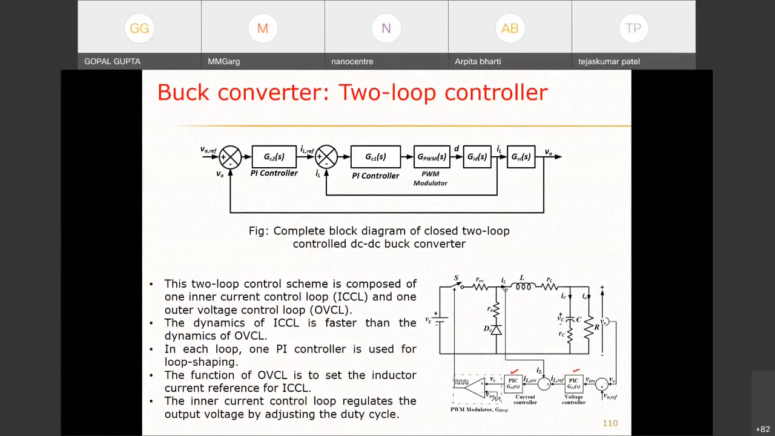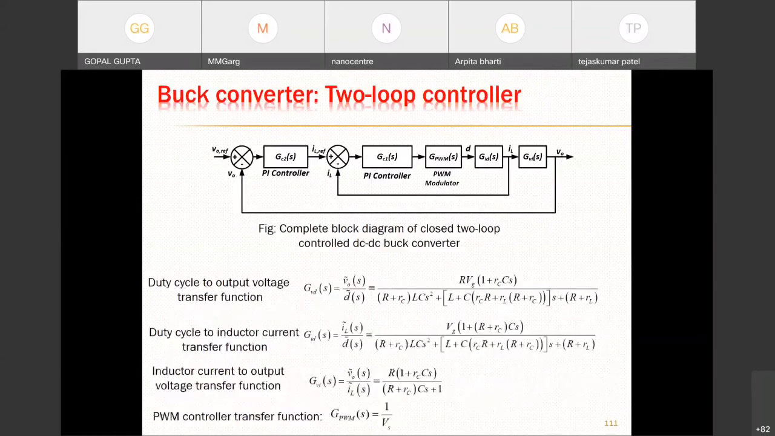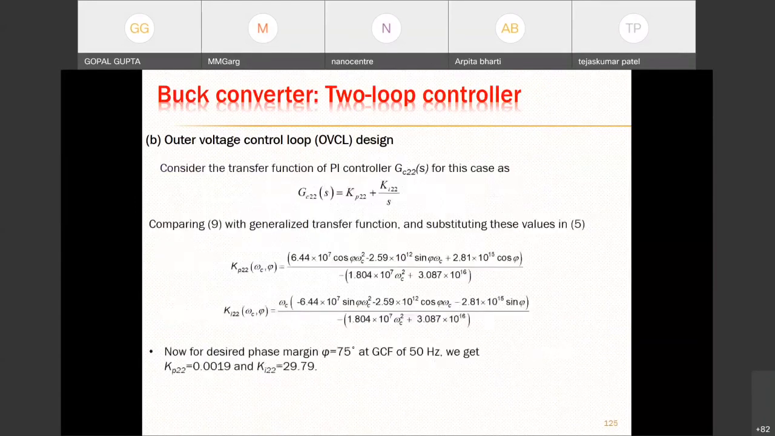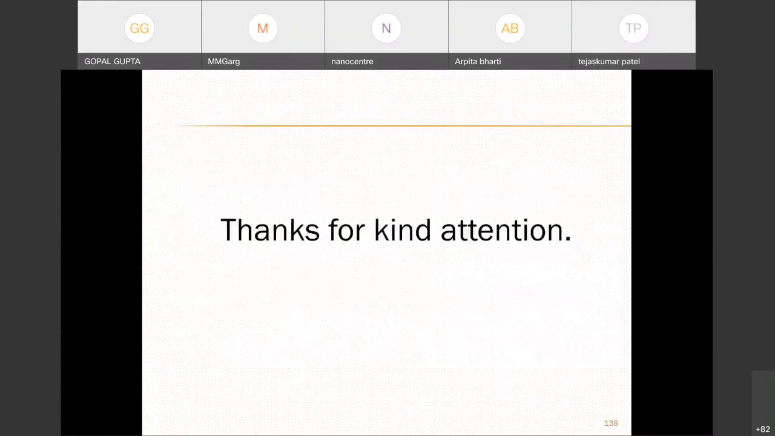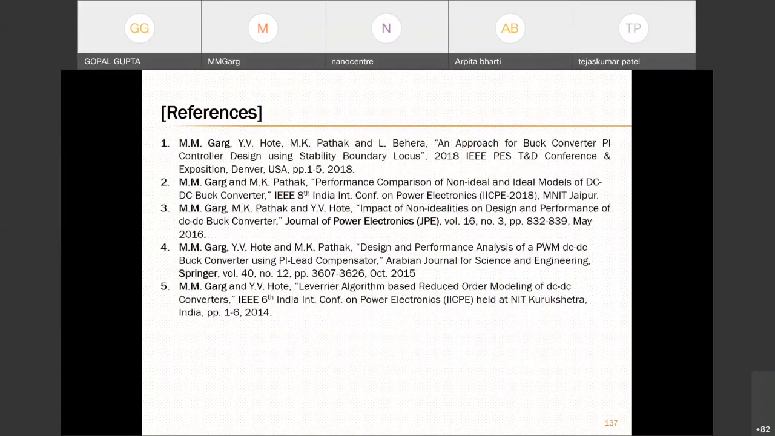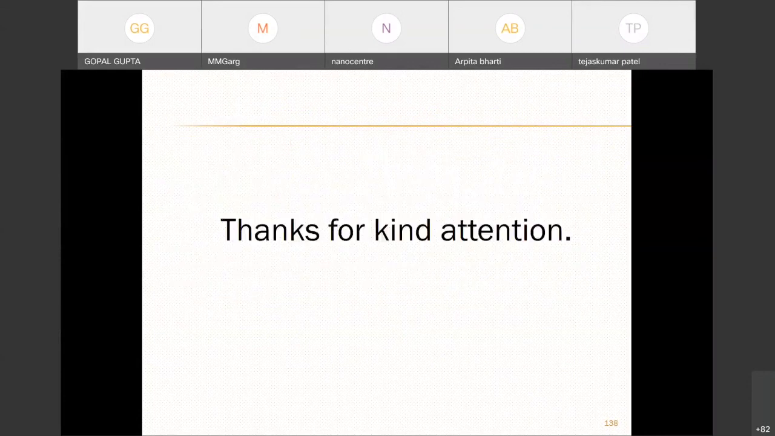And these things could be done by using two loop control as well, because here this PI lead controller works fine up to certain frequency. Then after that, the results get deteriorated, right? Then again, it can be improved by using the multi-loop PI controller. So that is, you must have read somewhere, inner current control loop and output voltage control loop. So that way also the profile can be improved.